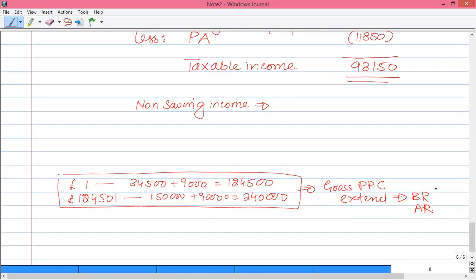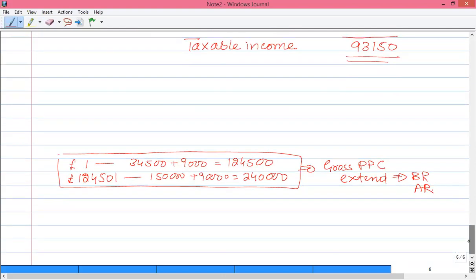Now, let's work it out again. We have our non-savings income, and that is 93,150, and our basic band ends at 124,500. So we can say that 93,150 multiplied by the basic rate of 20% is 18,630.